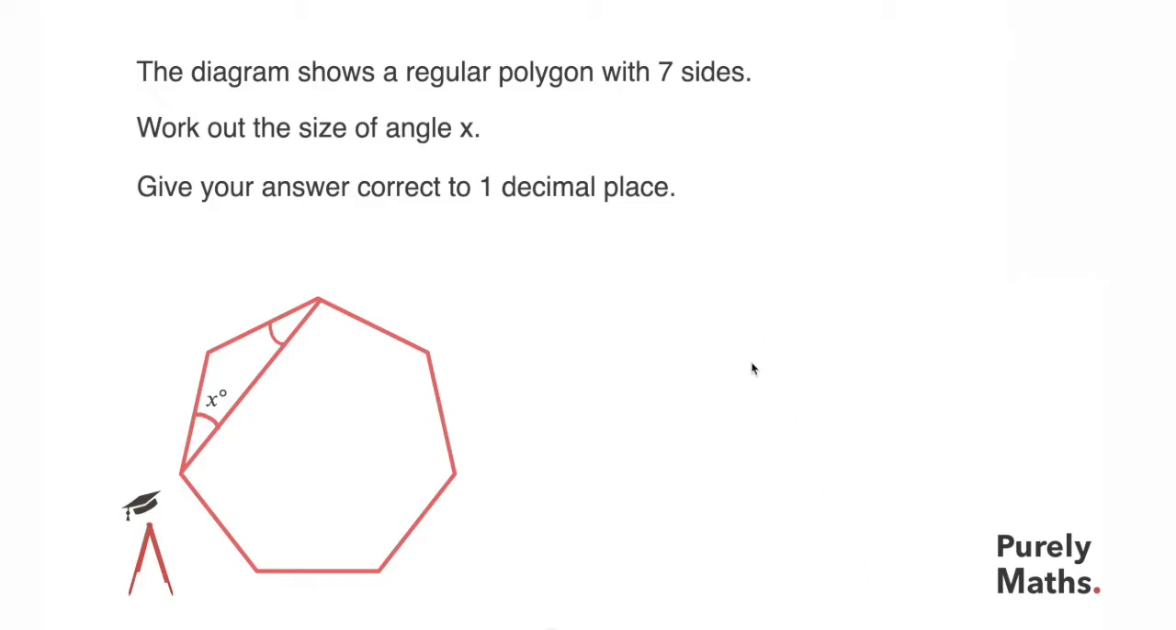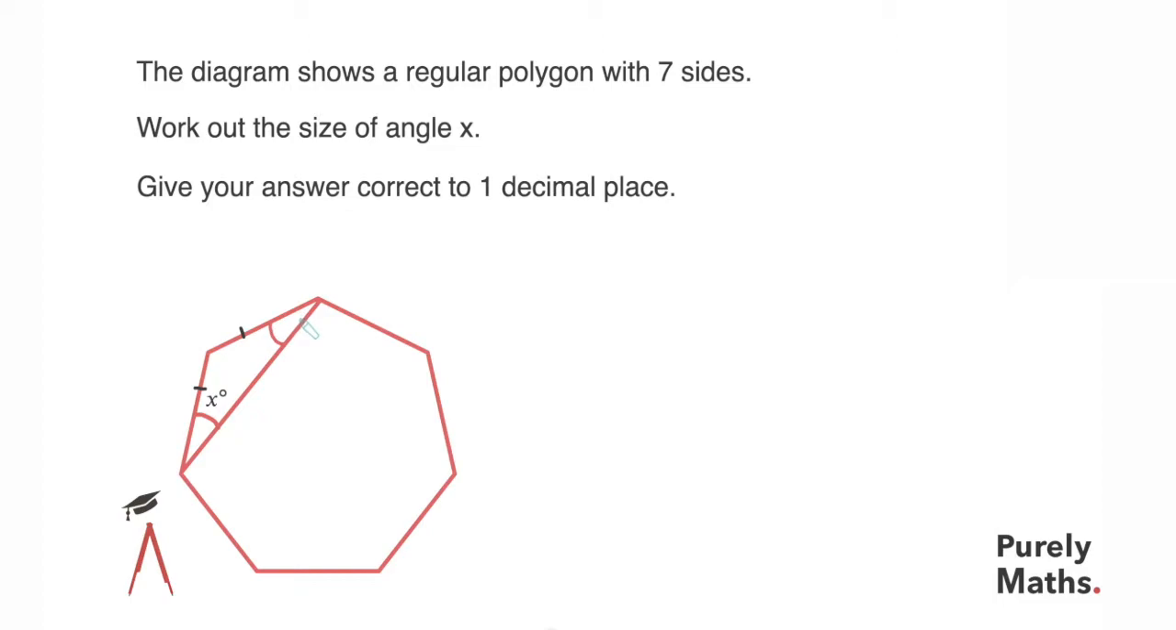Let's take a look at this question. The diagram shows a regular polygon with 7 sides. Work out the size of angle x and give your answer correct to 1 decimal place. So we have a regular polygon, and in it is a triangle. Because the sides are the same length as it's regular, it means that these 2 sides of the triangle are the same length, which means that these 2 base angles are the same size.